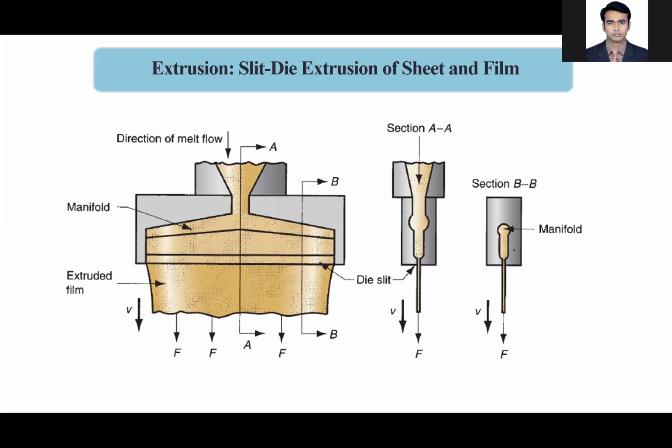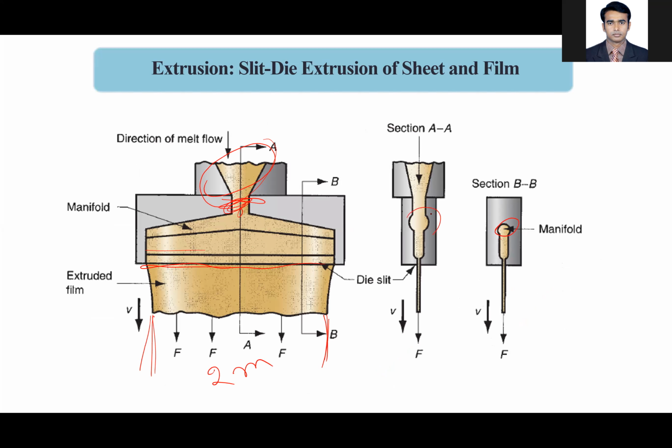The first one is very simple, similar to the extrusion. The extrusion up to this point is similar, and after that, depending on the size of the film, if the film is, let's say, 2 meters wide, then this slit length will be 2 meters. Okay, and there is a manifold.